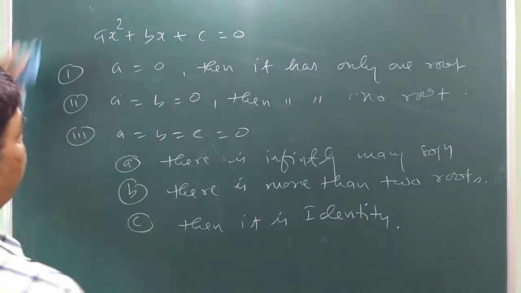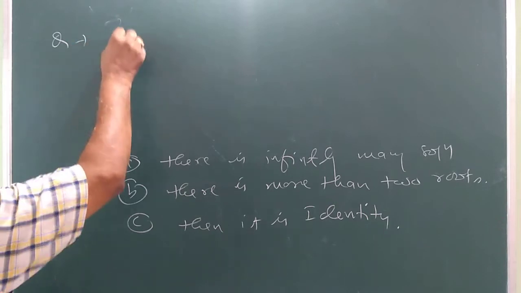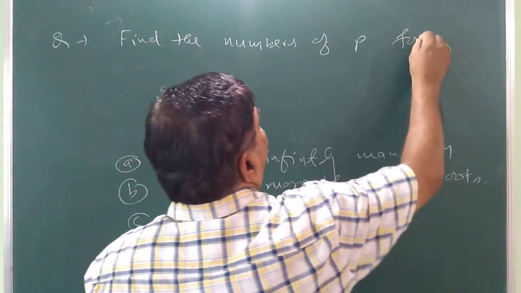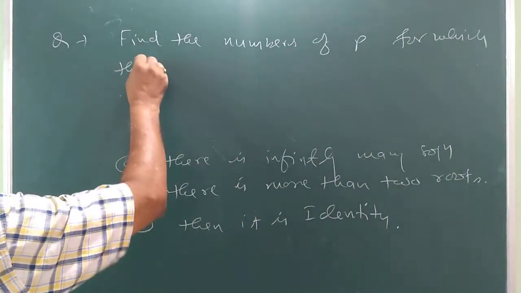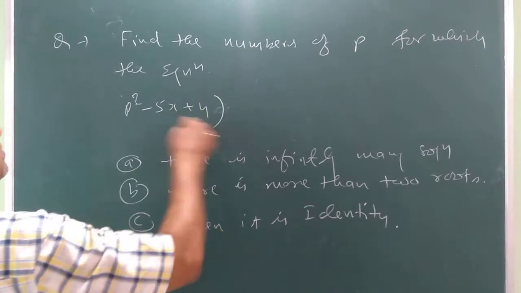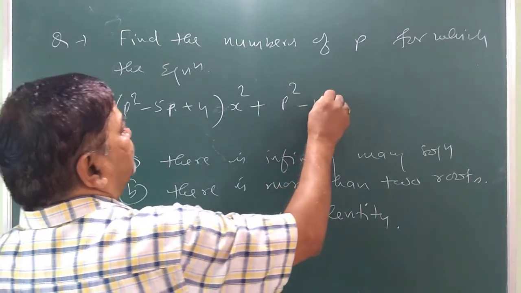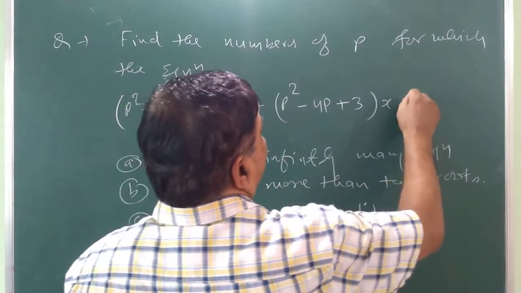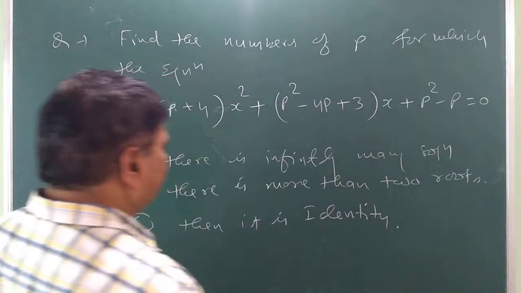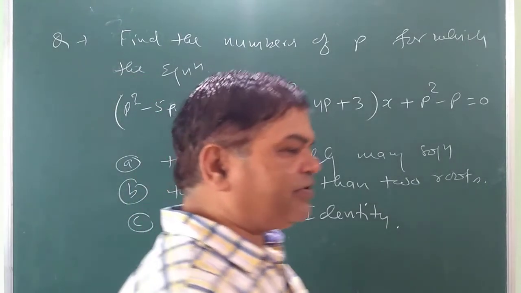So let's first take one question related to this. Question: Find the numbers of p for which the equation p square minus 5p plus 4 into x square plus p square minus 4p plus 3 into x plus p square minus p is equal to 0 has infinitely many solutions, has more than two roots, or it is identity. It is a very important question.